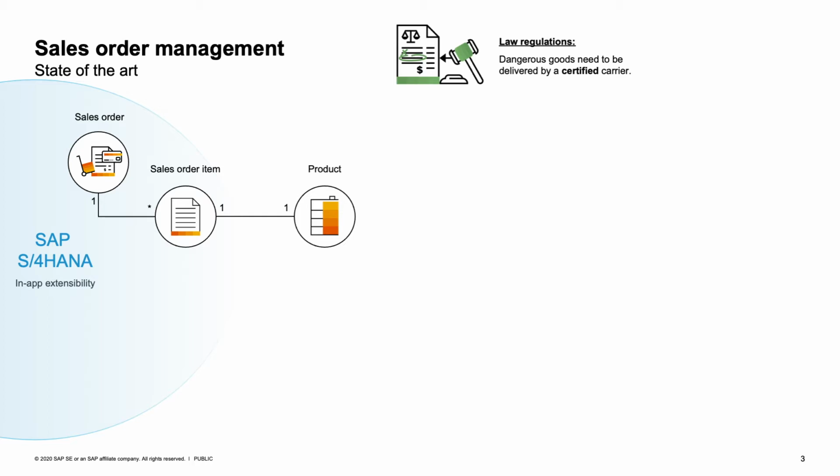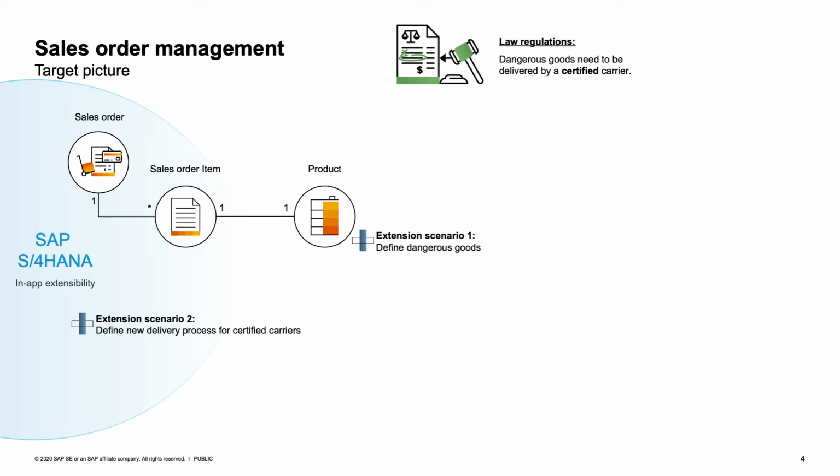In one example in the past, we had a customer which needed to extend the standard process by defining a product as a dangerous good because the law told him to do so. So there was a law regulation that all dangerous goods need to be delivered by a certified carrier. And exactly this is our extension scenario I want to show you today.